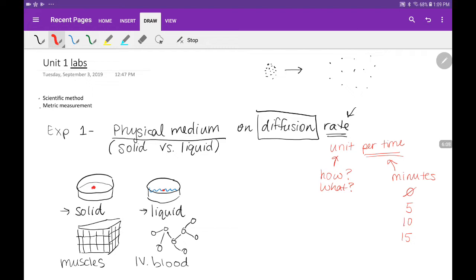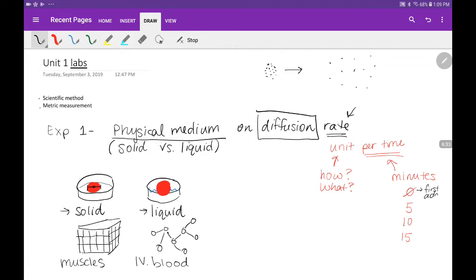So it's going to get a little bit bigger and a little bit bigger and a little bit bigger. And so what we can do to see is we can measure the diameter of the spread. So when we started, it was here. And so that's going to be our time zero point. This is when we first add it.